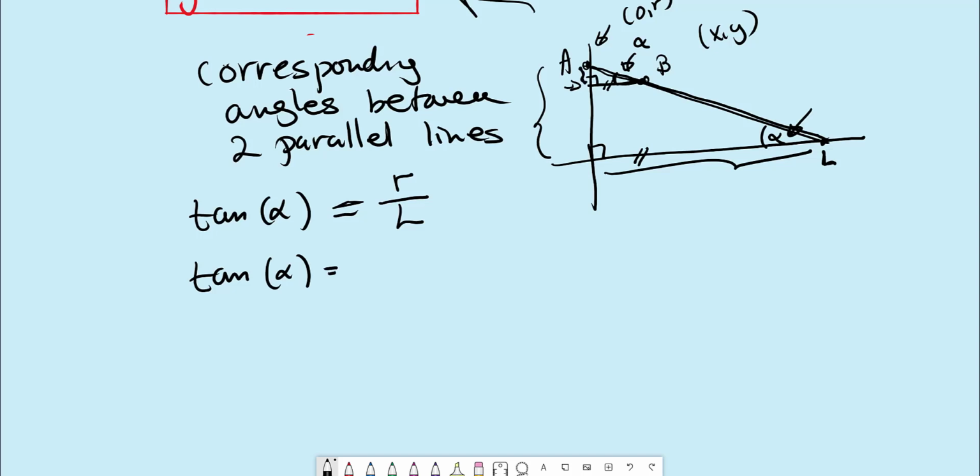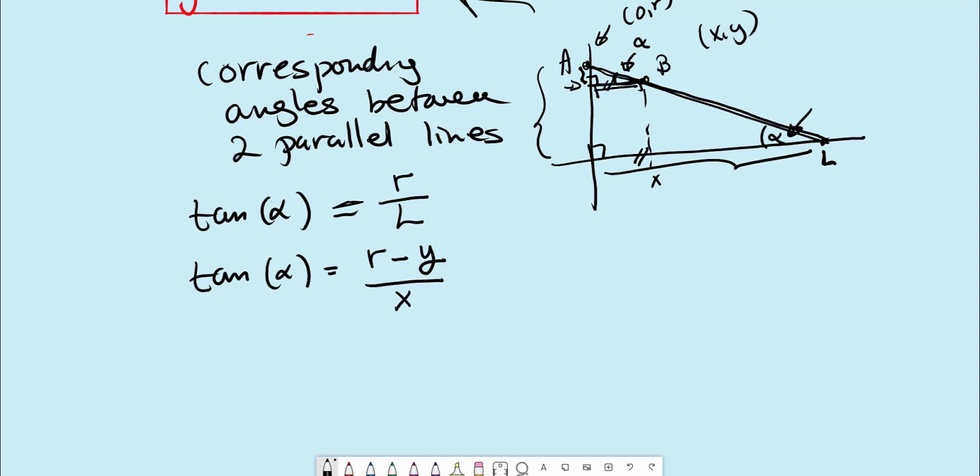What is this little area here? It's just the y value at A minus the y value at B, because this is perpendicular here, right? So it's r minus y, divided by this length here. This length here is just the x value at the point B, so it's r minus y divided by x.